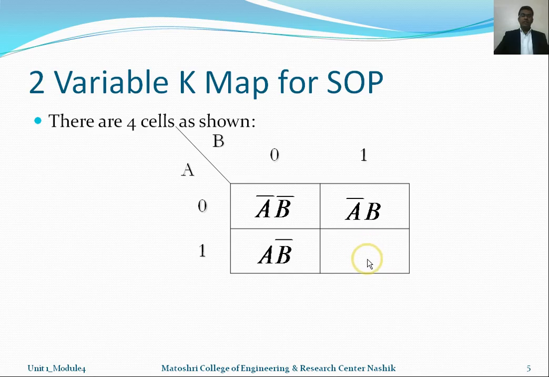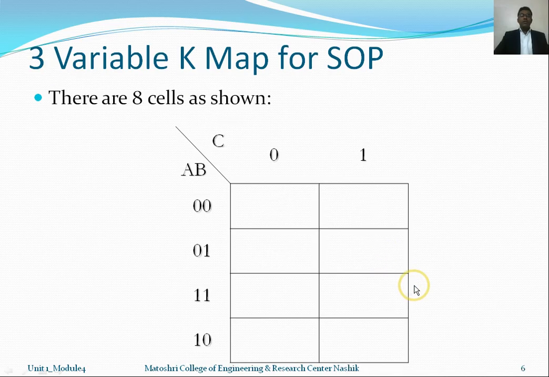Now for the fourth cell, row into column: from the row side the value of A is 1 and from the column side the value of B is 1, so it is 1 1. So without complements, A and B are shown here. This is the two-variable K-map for SOP. Similarly for three variables we make an 8-cell K-map, 2 to the power 3, because for n variables we use 2 to the power n cells.